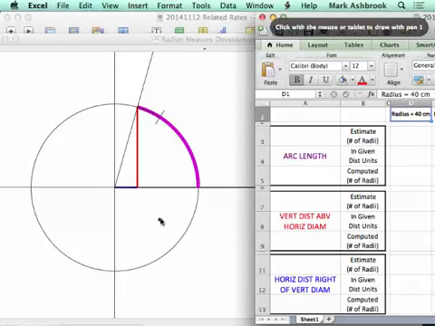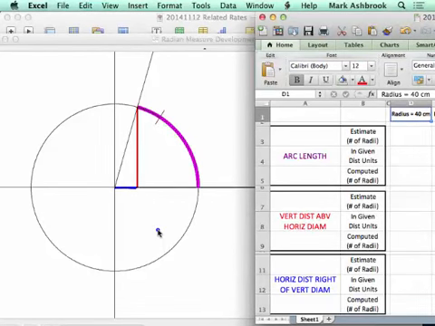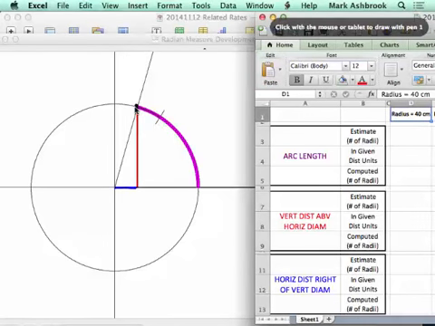Now here's what I want you to do. I want you to estimate. I've got a purple arc, a blue segment right here, and then the red segment. The purple length is arc length. The red segment is the vertical distance above the horizontal diameter. And the blue one is the horizontal distance to the right. They're all referencing in relation to this point right here.